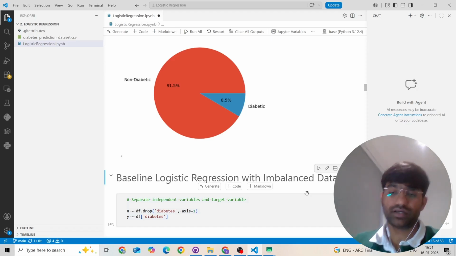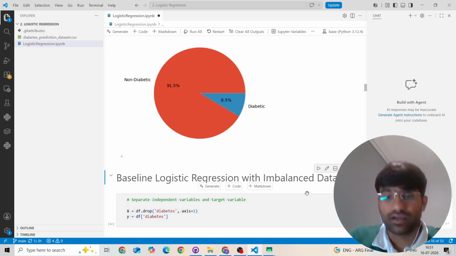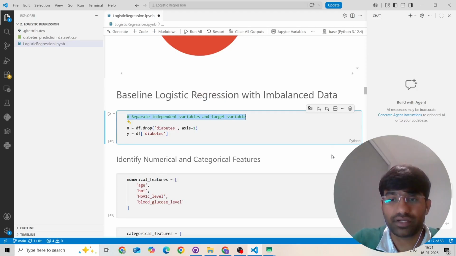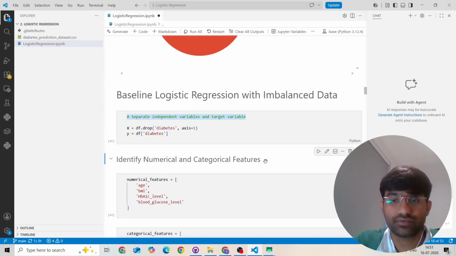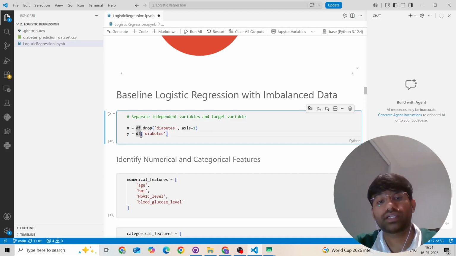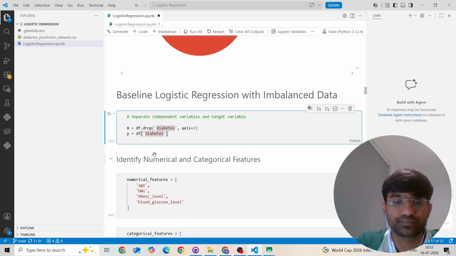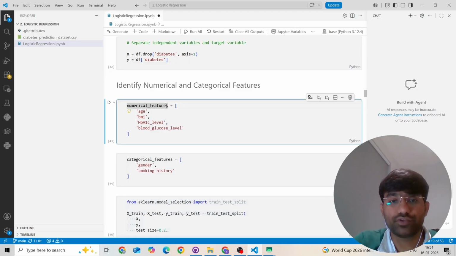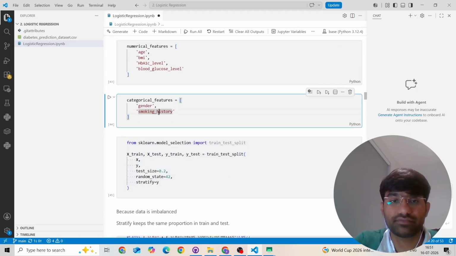First I will build a logistic regression model with the imbalanced data set so that we can compare the performance. I have split the data into x and y. X is our independent features, so I will drop the diabetes column, and y is only the dependent variable, the target variable, that is diabetes. I have also made a list of numerical features and a list of categorical features. I have differentiated them, which I will use in the later part of the code.